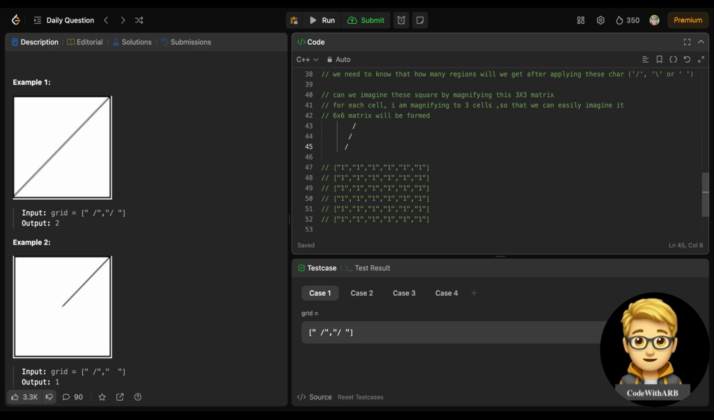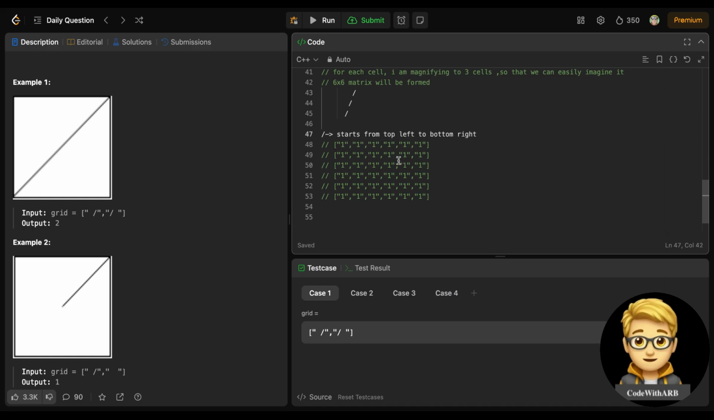The forward slash starts from the top left and goes to the bottom right. So can I mark those positions as zero to make it representable? It starts from the top left, so I will mark it as zero. Again to the bottom right, mark it as zero. Again to the bottom right, mark it as zero.